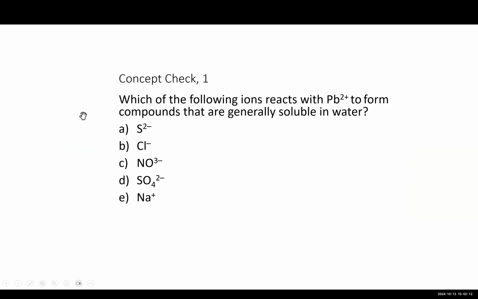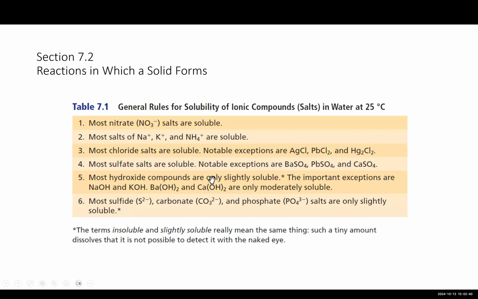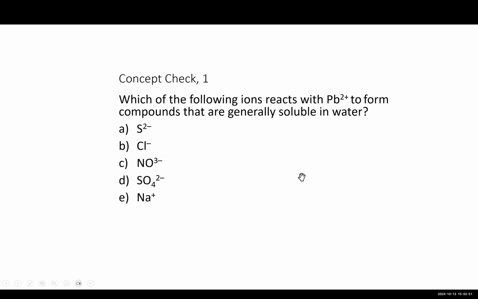So let's see the example. Which of the following ions reacts with the lead ion to form a compound that is generally soluble in water? The lead is the cation. So we should just rule out the cation, because they are not interacting since they're both cations. Then the chloride ion is usually soluble, but there is an exception. Let's take a look at the solubility rules. See? Chloride ion is not soluble with lead, lead chloride. So the chloride is not working.